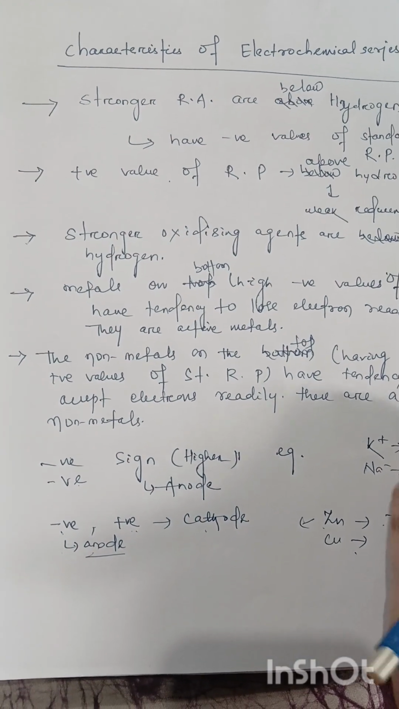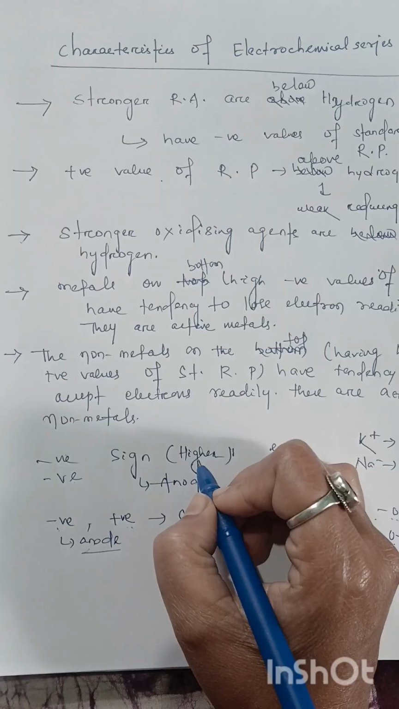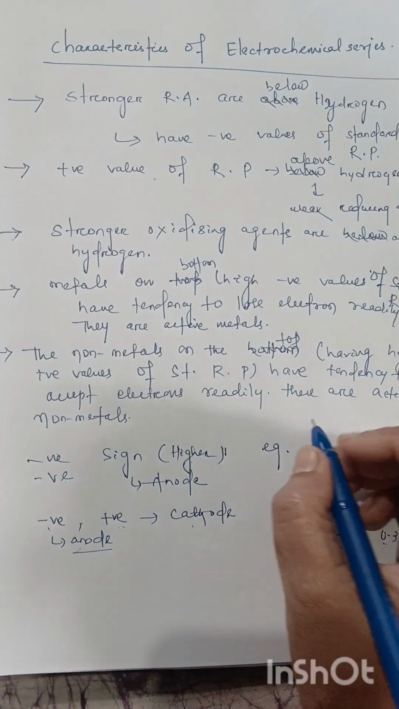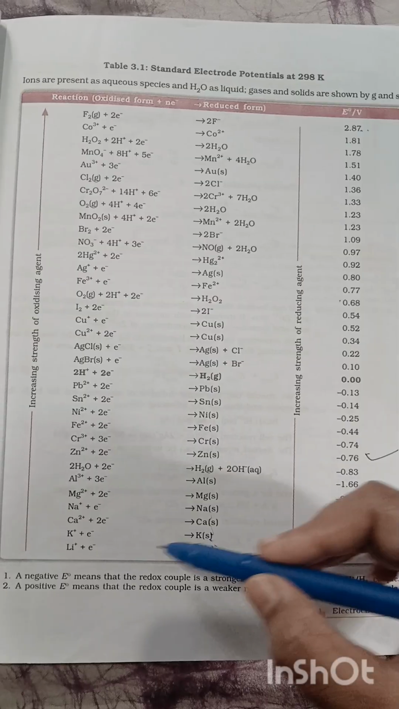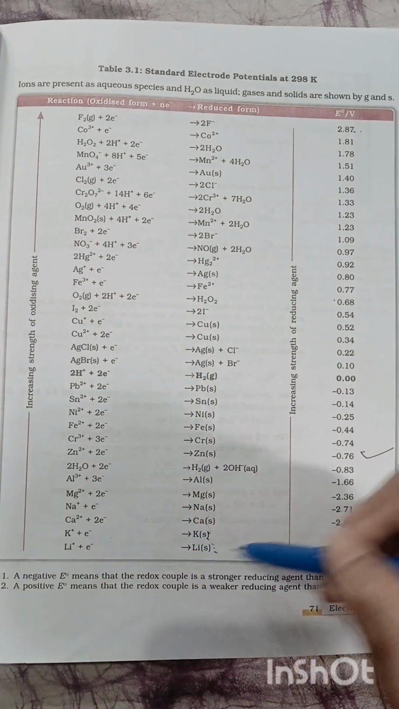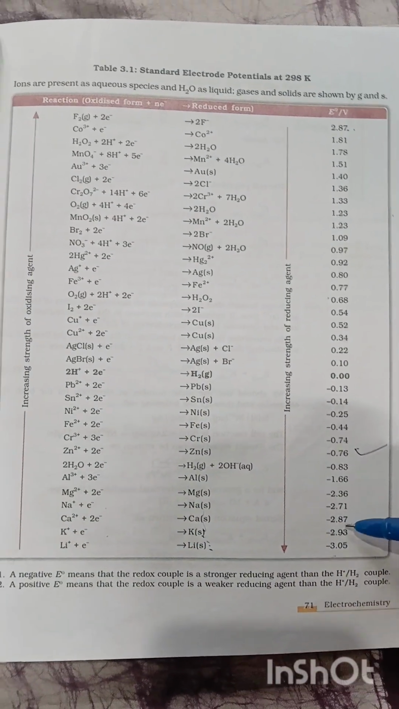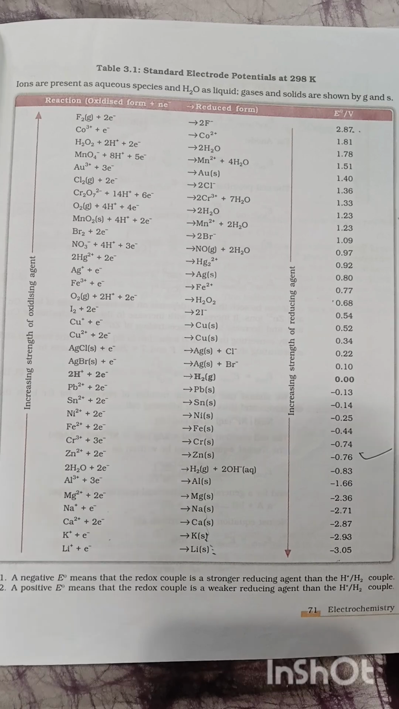Another thing, sometimes you will see that both electrodes have negative reduction potential. Then the higher negative value will act as the anode. Here I can show you potassium and, suppose, sodium. Potassium will act as the anode and sodium will act as the cathode.